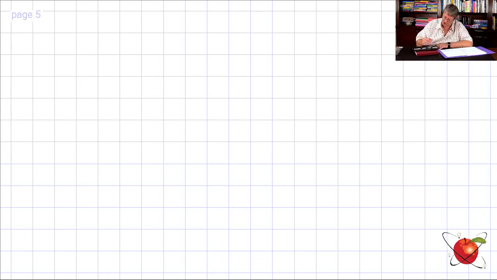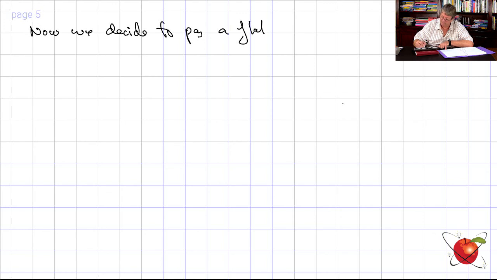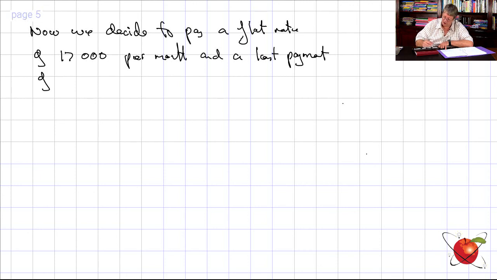But I made a change here. But now we decide to pay a flat rate of 17,000 per month and a last payment of less. What is the last payment? Okay, how do we work that out?